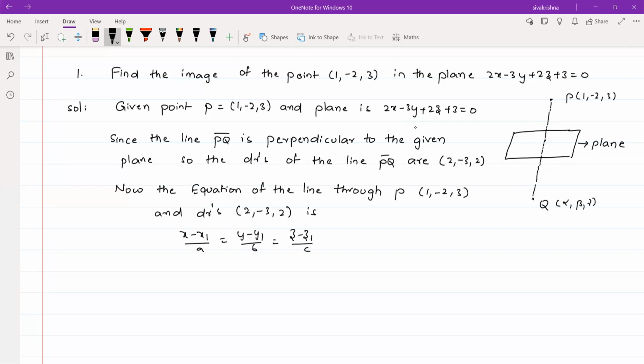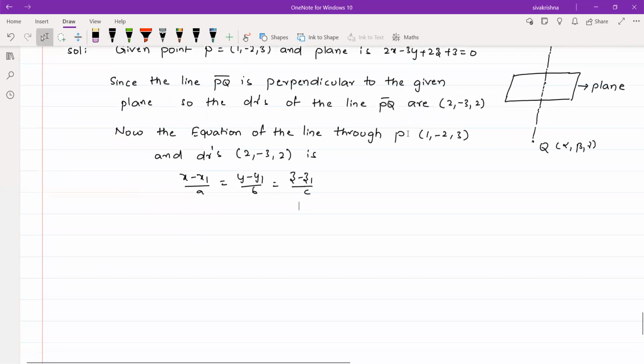So this is the formula to find the equation of the line in symmetric form. Here (x1, y1, z1) is the point P, and a, b, c are the DRs 2, -3, 2. Substituting those values, we get (x - 1)/2 = (y + 2)/(-3) = (z - 3)/2. So this is the line equation PQ.